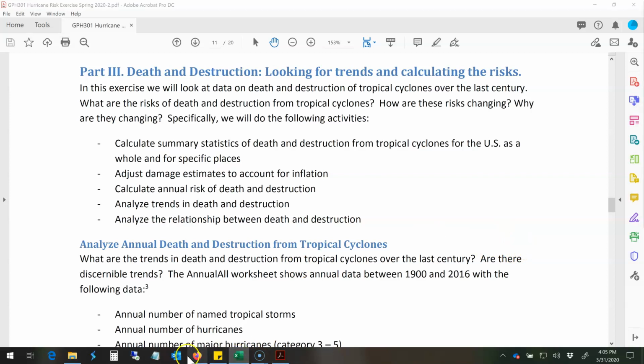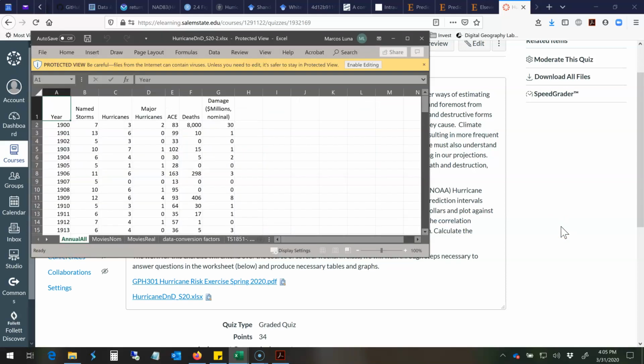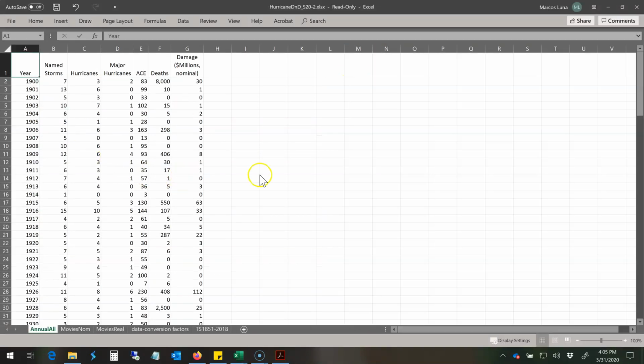So we're going to work with the data here from Hurricane Exercise Part 3, Hurricane D&D. So I'm going to open up that document in Excel so we can walk through it. So this exercise works with very similar data to what we've had before. So we have, as before, data over time, although this time we're going further back, starting with 1900 up to the present, up to 2019.